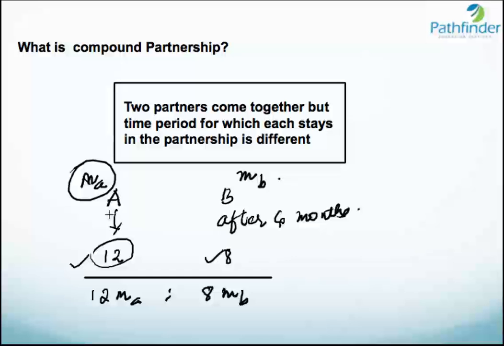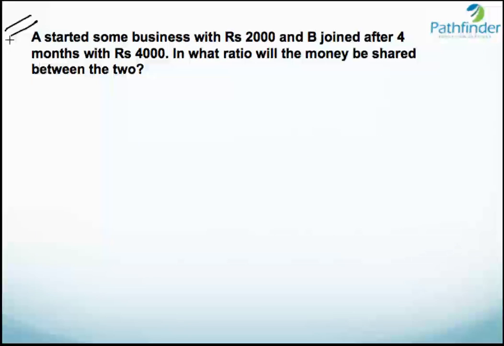So let us solve some questions in order to understand this concept better. So we have the question: A started some business with rupees 2000 and B joined after 4 months with rupees 4000. In what ratio will the money be shared between the two?